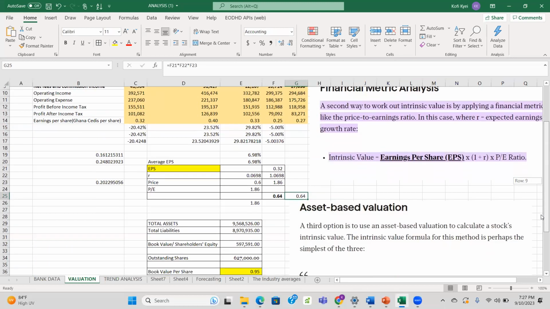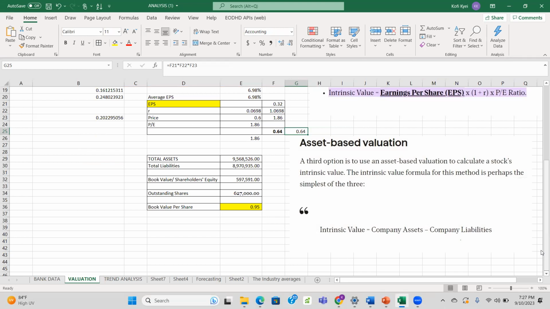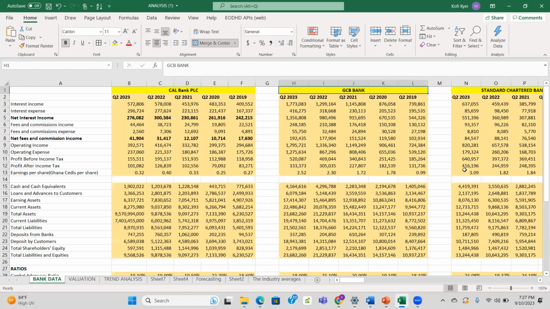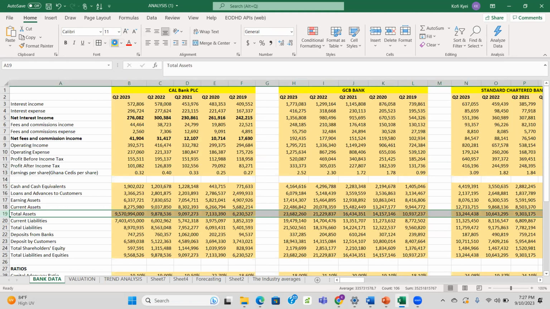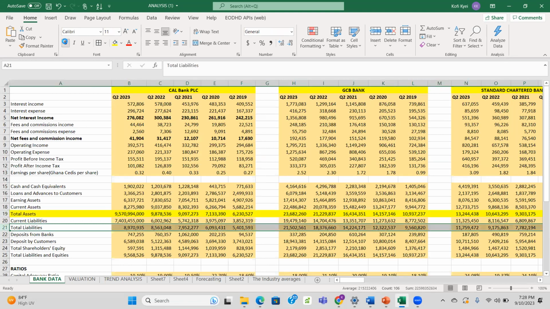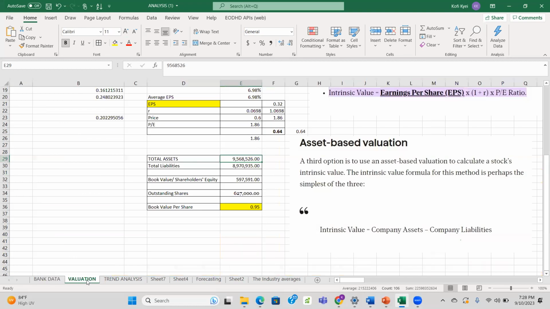Okay, let's move straight to the second formula, which is also very straightforward. With this formula, you have total assets and total liabilities. With the total assets, you pick what you have collated with your bank data. As I said, they are all in the financial reports. So you go and identify total assets and total liabilities. We can see here that total assets are 9.5 billion and total liabilities 8.9 million. So we go back to the analysis sheet. Those are the figures I've put there, 9.5 billion and 8.9 million.